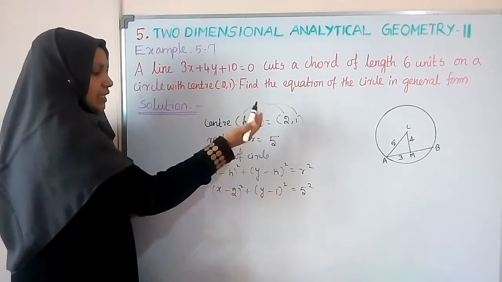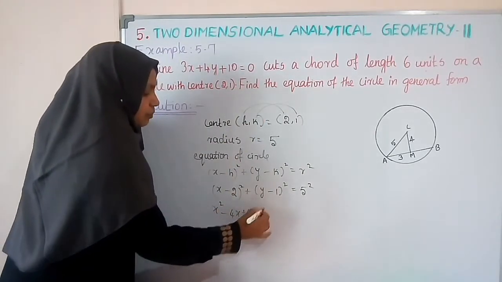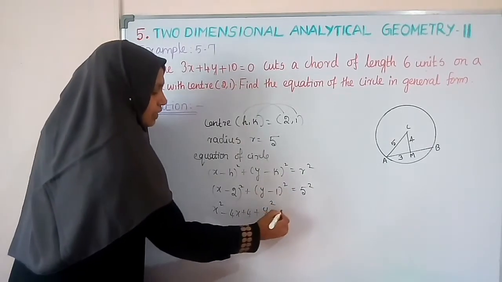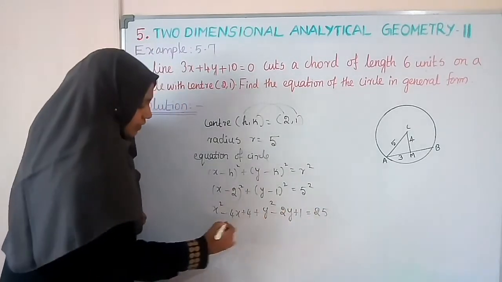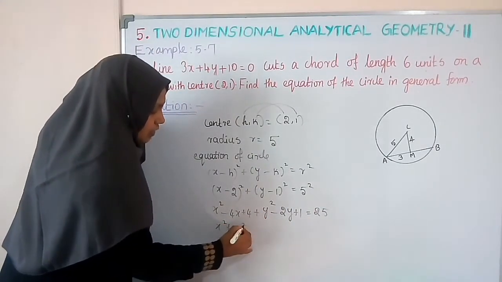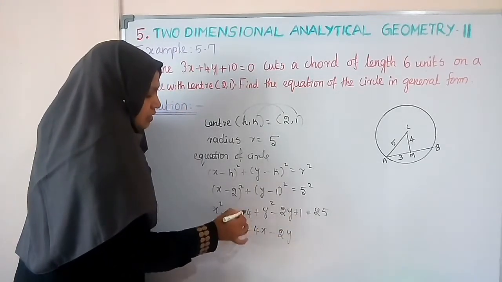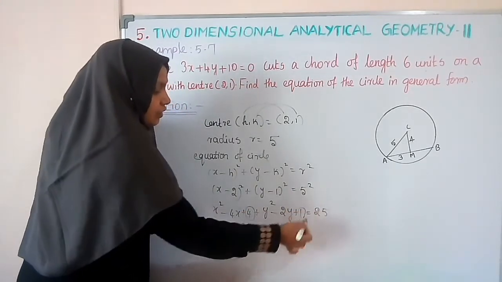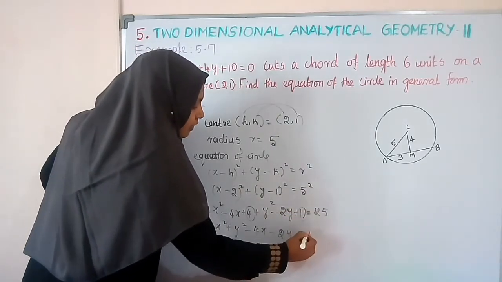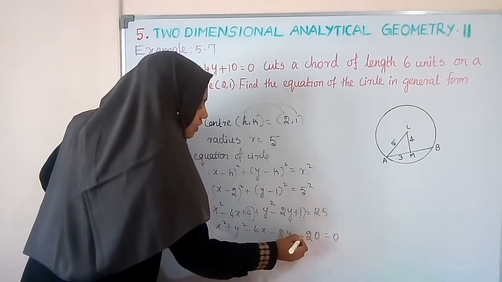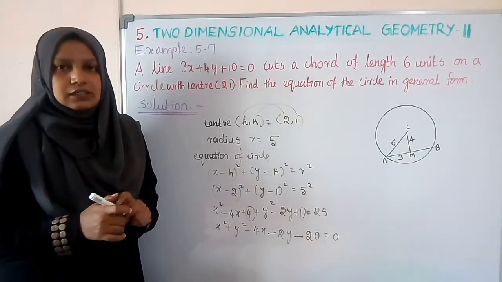So expand it, you will get the general form. It is x square minus 4x plus 4 and y minus 1 the whole square. If you expand, you will get y square minus 2y plus 1 is equal to 25. Arrange the terms. So x square plus y square minus 4x minus 2y, and you have constant term 4 plus 1, 5 and minus 25. Take this 25 to the left side. 5 minus 25 will give minus 20 is equal to 0. So this is our required equation of circle.